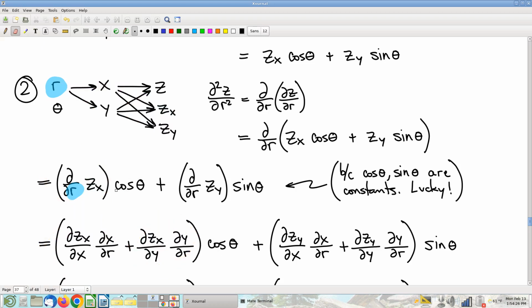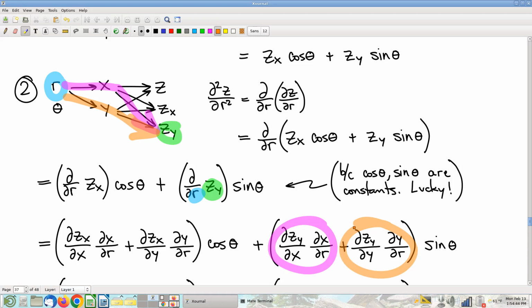Okay, and then you can probably see this coming. We're going to do practically the same thing for the other side over here. Partial of zy, there's zy, with respect to r. There's r. Again, I have two paths, one by way of x, one by way of y. So I have an x term and a y term, thus turning that into that. And again, this constant sine theta stays along for the ride. Anybody good?